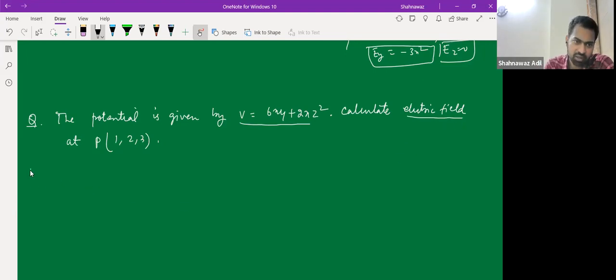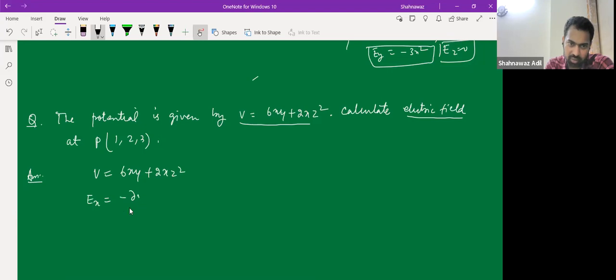So V is given, which is 6xy plus 2xz square. You can see that this is a function of x, y, z. All the three are variables, so all the three components would be there. Yeah, Mariam got disconnected. So first, let us calculate the x component.